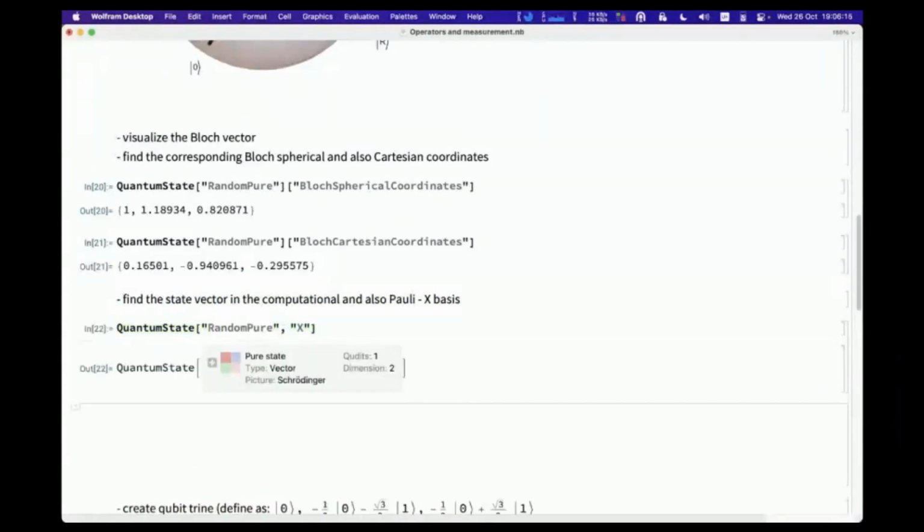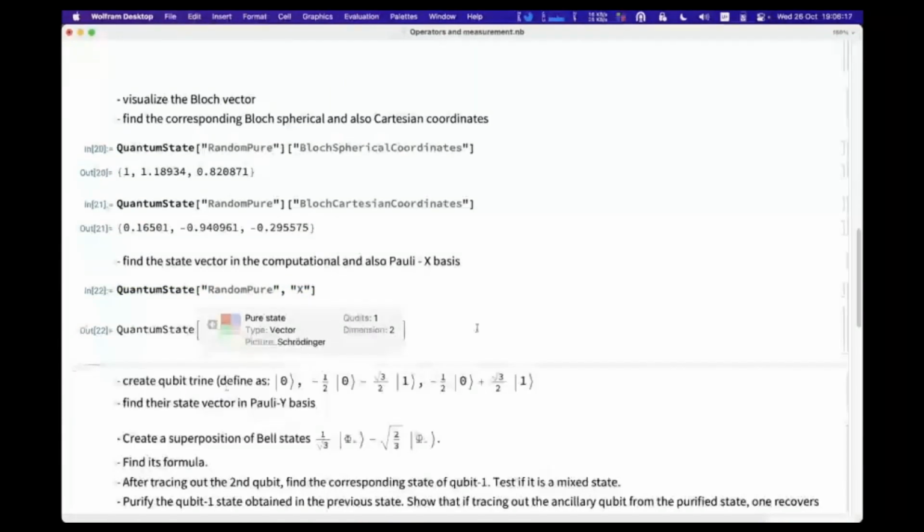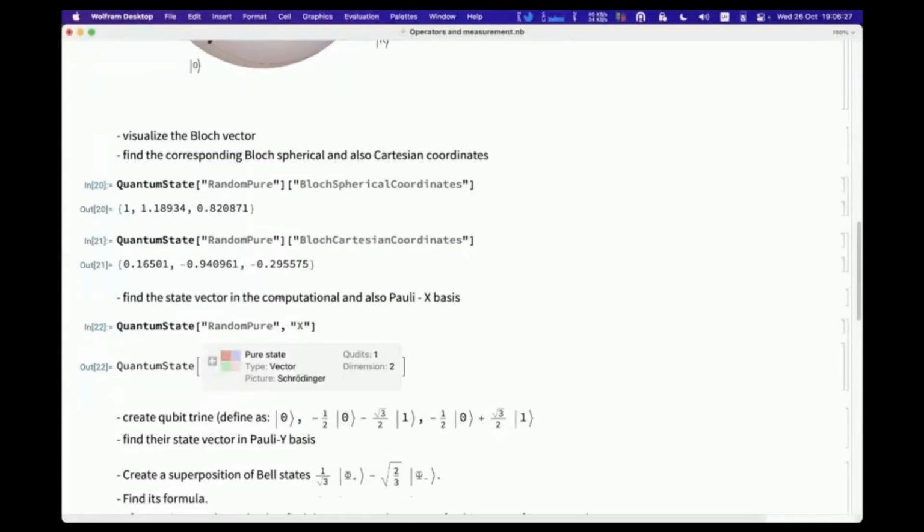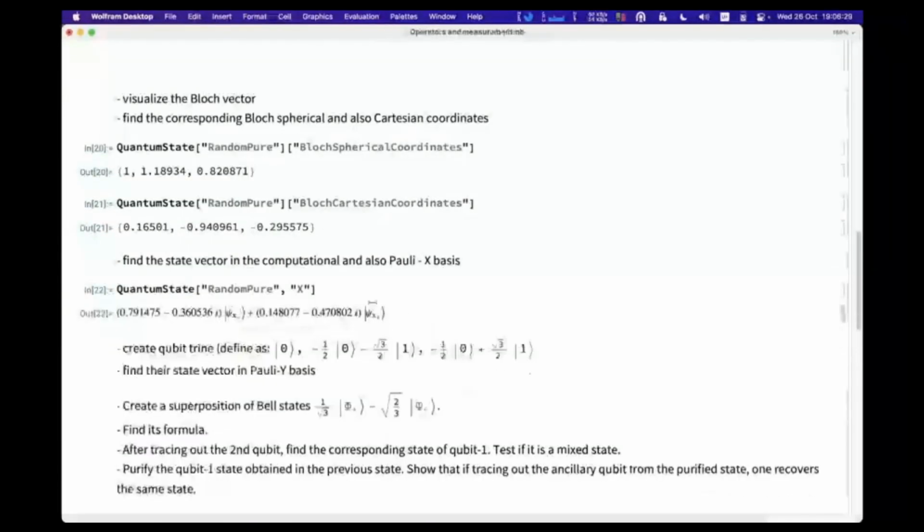Random pure. Now what's happening here is that this time we specified that in that very basis. So for example, let's look at the formula. You see, this time the formula is given in Pauli X. So this is one interesting feature that you have, this basis transformation. It's a very nifty feature of our framework.